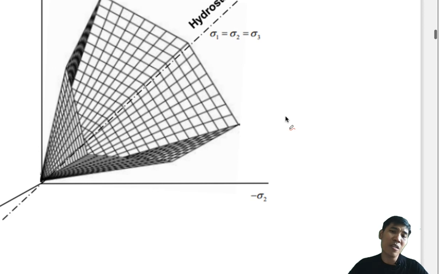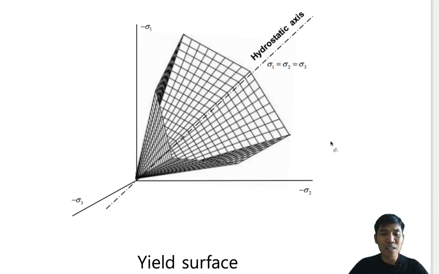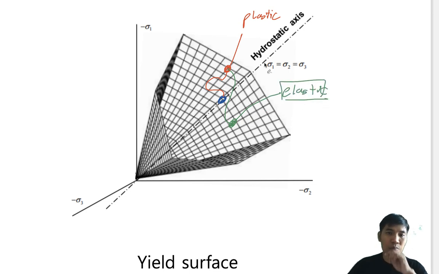The yield stress in the Mohr-Coulomb model, if we plot it in 3D stress space, is something like this. Firstly, if your stress state is inside this surface, your soil behavior is elastic. If the stress state moves, maybe something like this, and touches the surface, it becomes plastic. Or if it unloads and comes back to the green one, it can be elastic again. So the yield surface of Mohr-Coulomb is a kind of bounding surface. That means it cannot expand or enlarge.